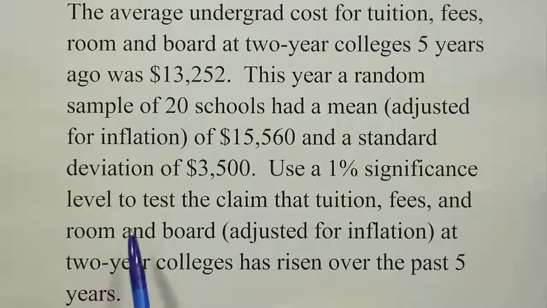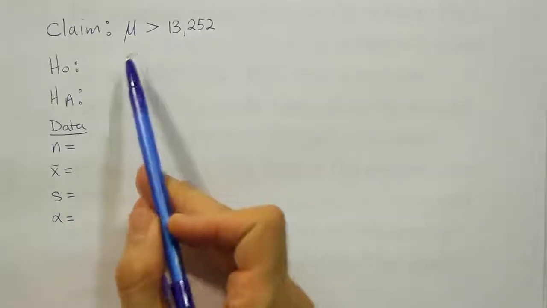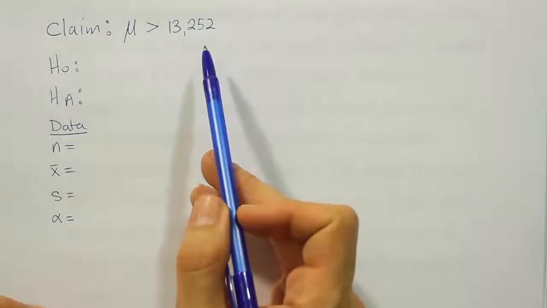So here it says, test the claim that tuition, fees, room and board at two-year colleges has risen over the past 5 years. Well, 5 years ago, it was $13,252. So if we're saying it's risen, that means the mean amount has gone up. It is now greater than $13,252. Okay, so I'm going to use that as my claim. You can see I've already written that down for us, right?